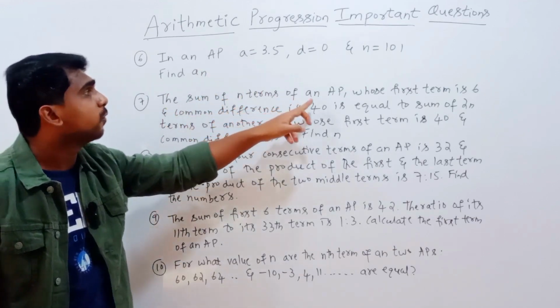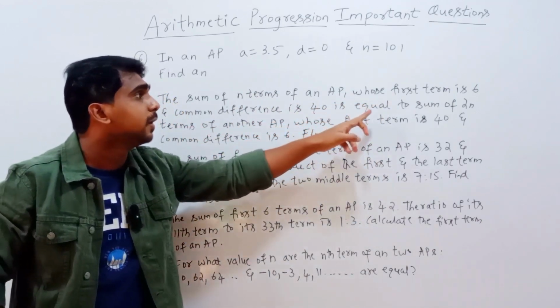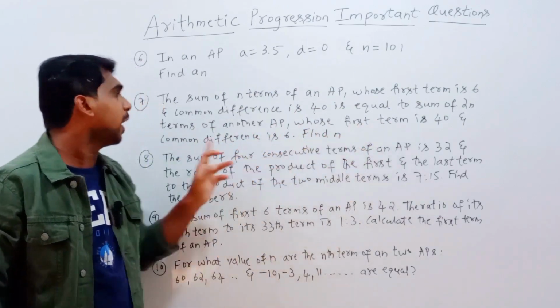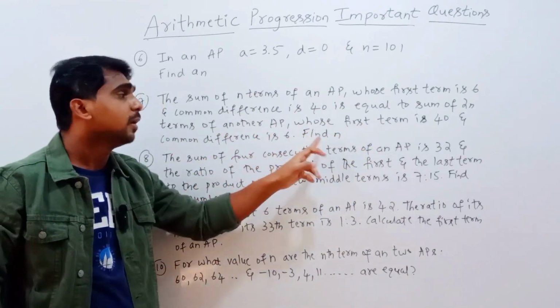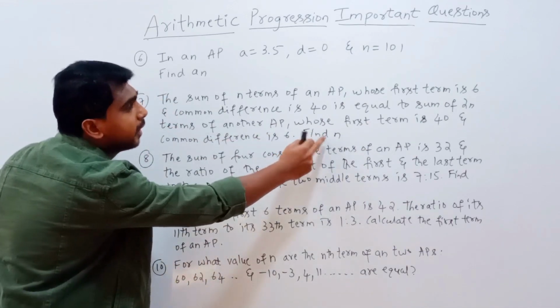The sum of n terms of an AP whose first term is 6 and common difference is 40 is equal to the sum of 2n terms of another AP whose first term is 40 and common difference is 6. Find n. Here they have given 2 APs. We have to find the n value.